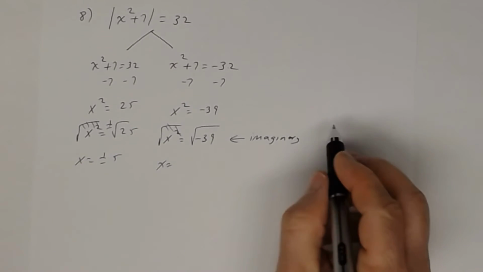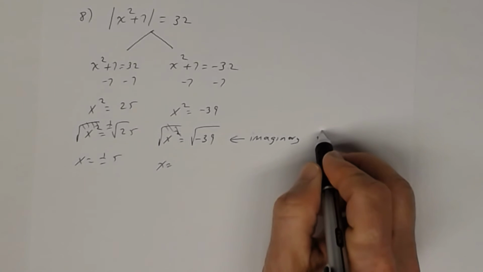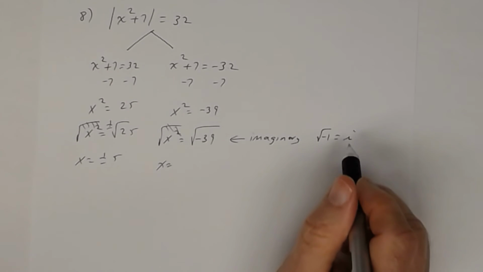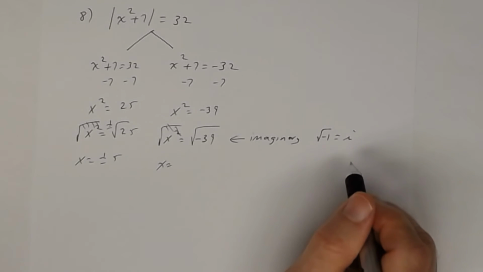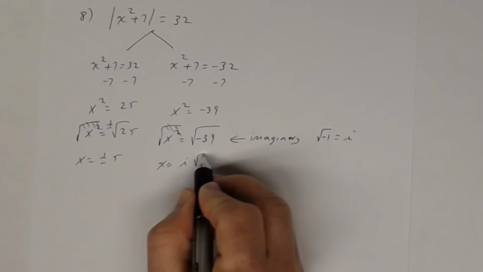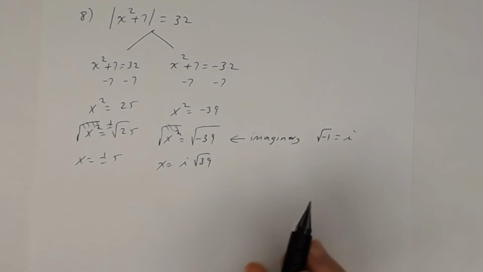So that's imaginary. Remember that by definition, the square root of negative 1 is defined to be the letter i, the imaginary unit. So the square root of negative 39 is defined to be i square root of 39. Okay. Now, here's the point I want to make here.